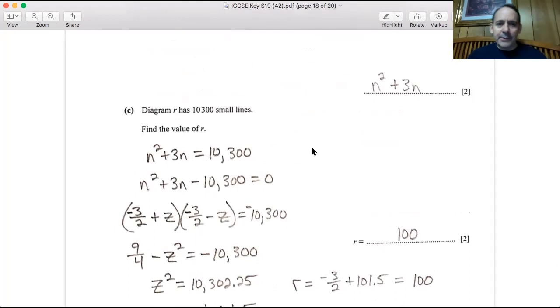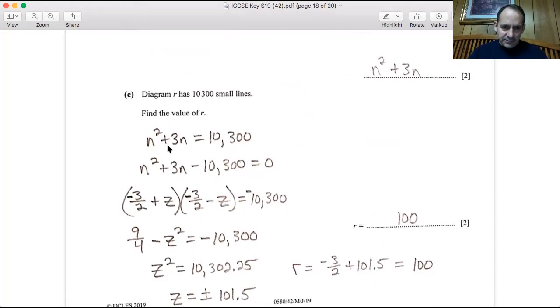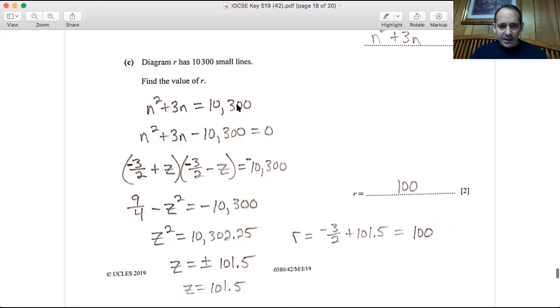Now for C, diagram r has 10,300 small lines. Here's the formula we created for our value. So n squared plus 3n has to equal 10,300 for this diagram. N is going to be the rth diagram. So in this case, n and r are the same thing. I put it as n, but actually it's r being the nth term. So r squared plus 3r equals 10,300 lines. And move that to the other side, and you have a quadratic.